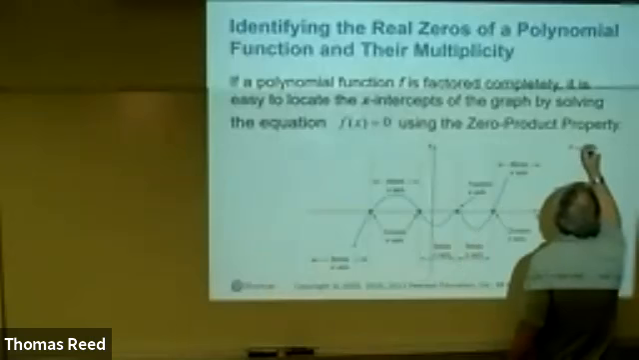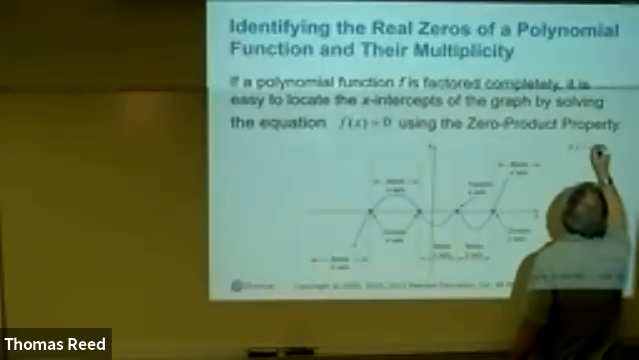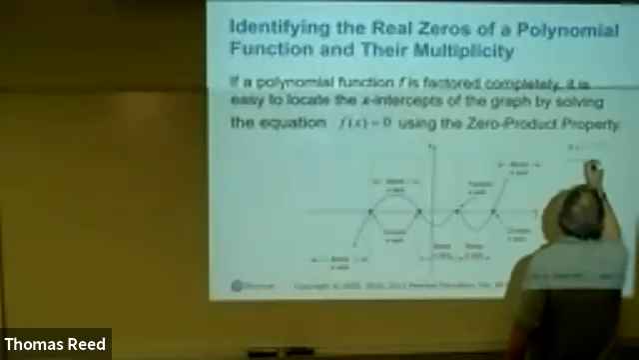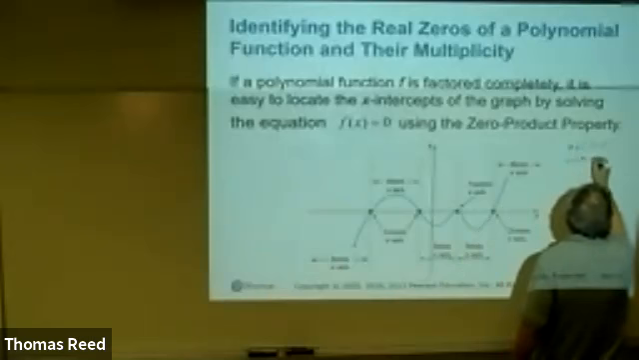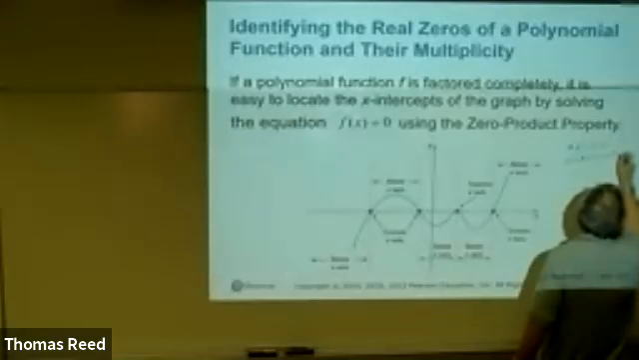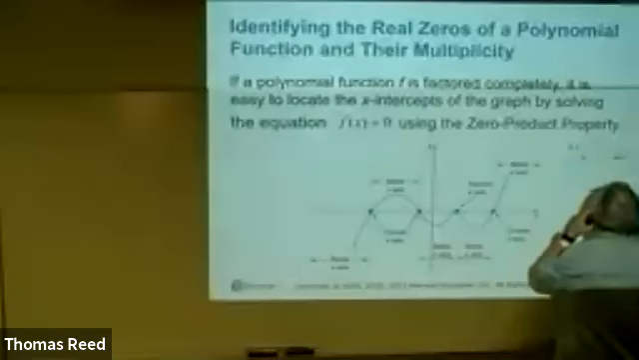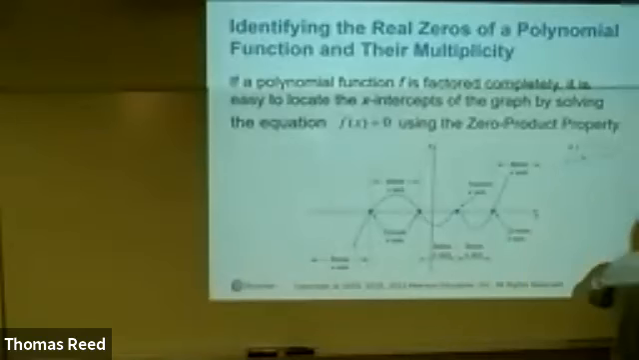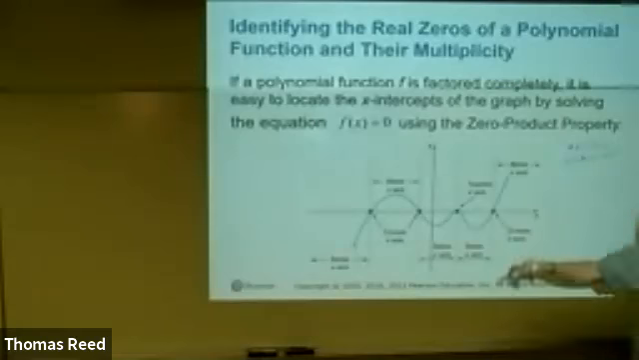All right, if you have a product that equals 0, then one of those factors, a product is multiplying factors together, and so one of these factors has to be 0. So A equals 0, B equals 0, C equals 0, or D equals 0. And so that's what we do here.